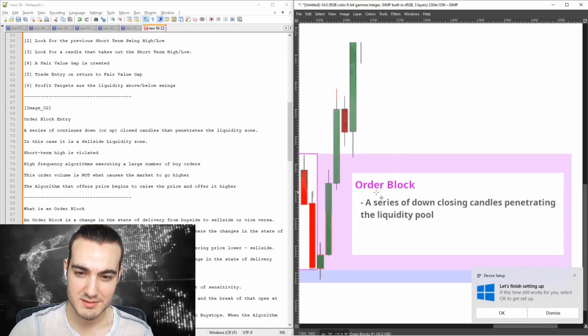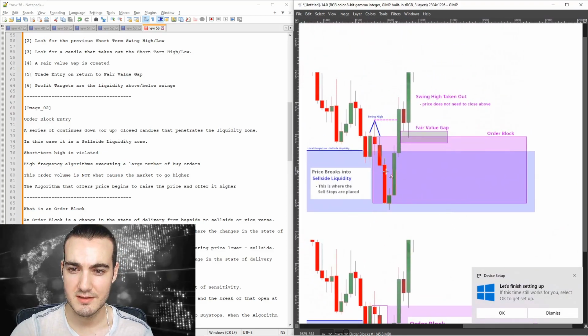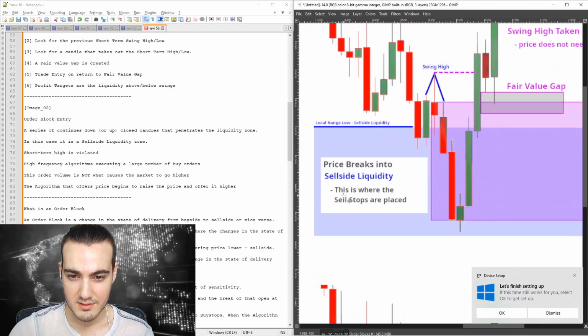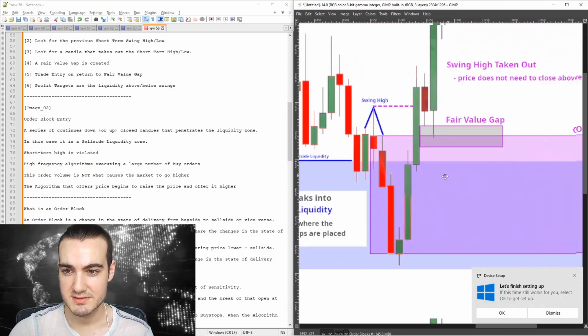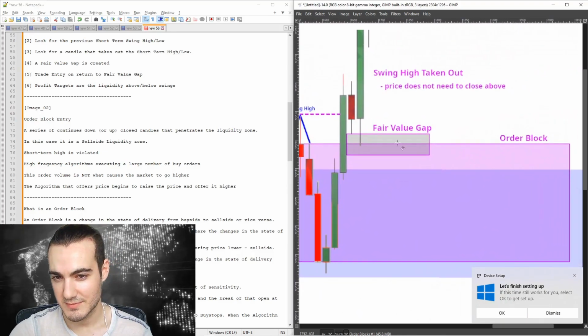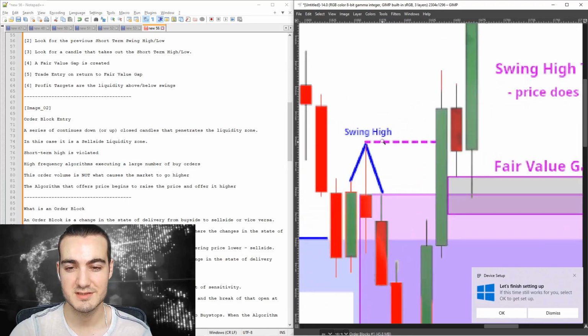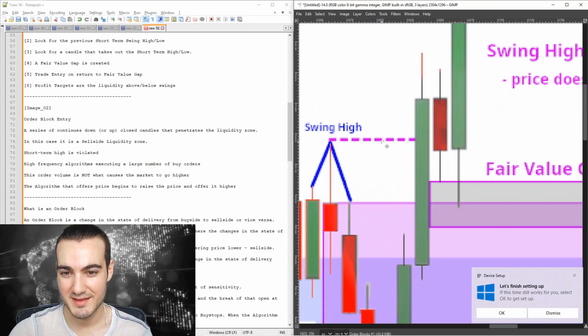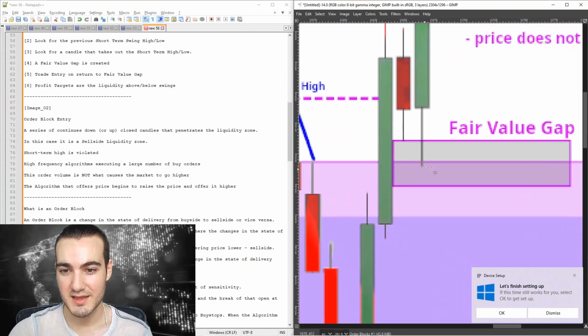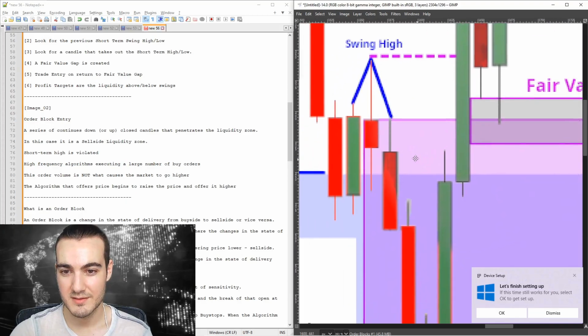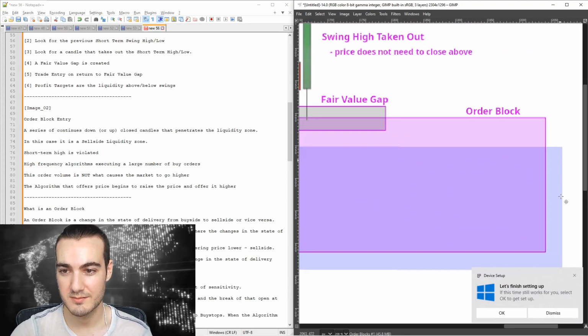Series of down closing candles. What do we say here? This is where the sell stops are placed. Fair value gap. Oh, wow, I should have been explaining it here. Okay, so here's the swing high. Here's the break of that swing high, here's the fair value gap, and here is the order block drawn in purple.